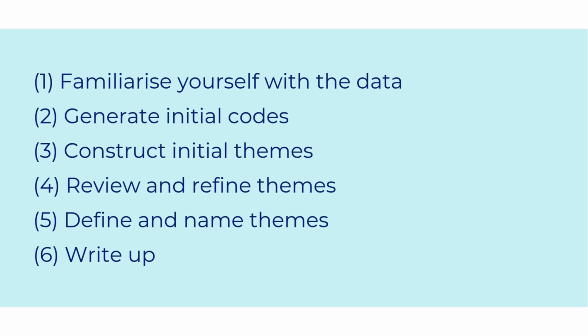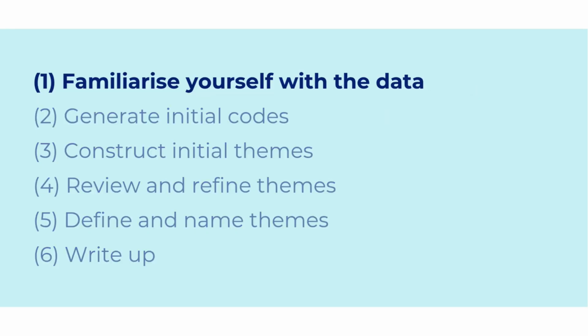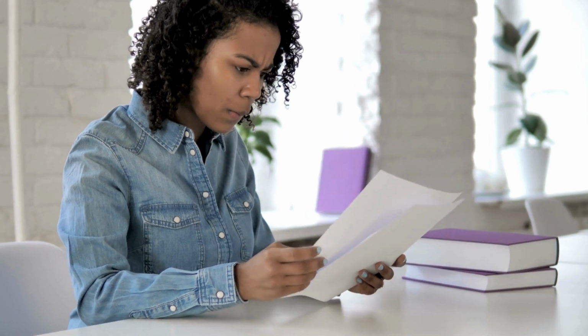Let's start with stage 1. You begin by familiarising yourself with the data. Just read through your data without analysing or coding anything yet. Read it, reread it, and then summarise it. Take each page, take each section, and summarise it in a few sentences. Now, I know what you're thinking. Isn't summarising basically analysing? Isn't summarising basically just coding?